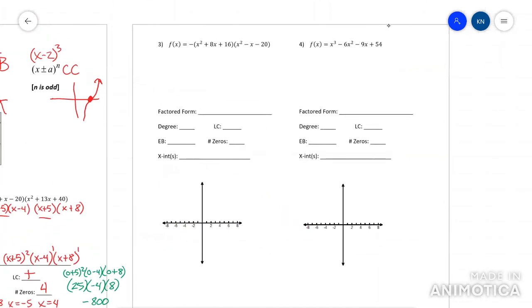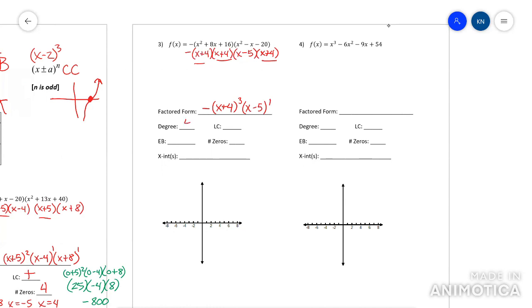Same thing. On these, I would start out by immediately factoring everything. So like this is going to be negative (x plus 4)(x plus 4). And then this other side is going to be (x minus 5)(x plus 4). So notice I have 1, 2, 3 x plus 4s. So when I write this in factored form, it's negative (x plus 4) cubed. And then I also have (x minus 5) to the power of 1.